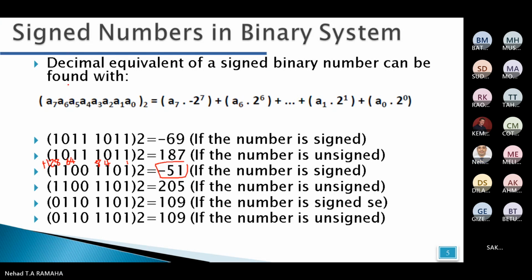So for a signed binary number, the last digit is the sign, and to use the sign, we make the minus of the sign plus the remaining number.